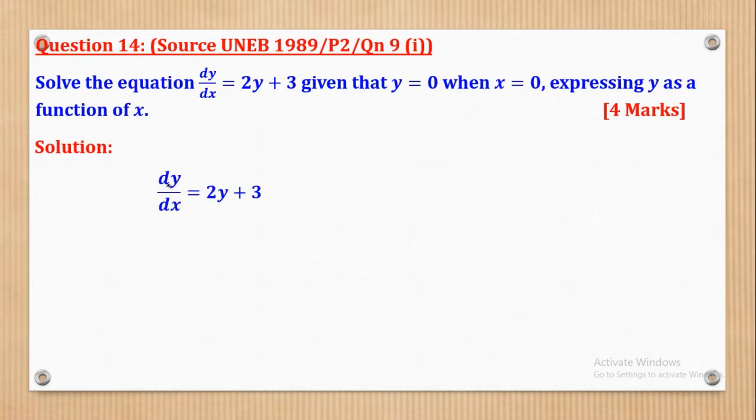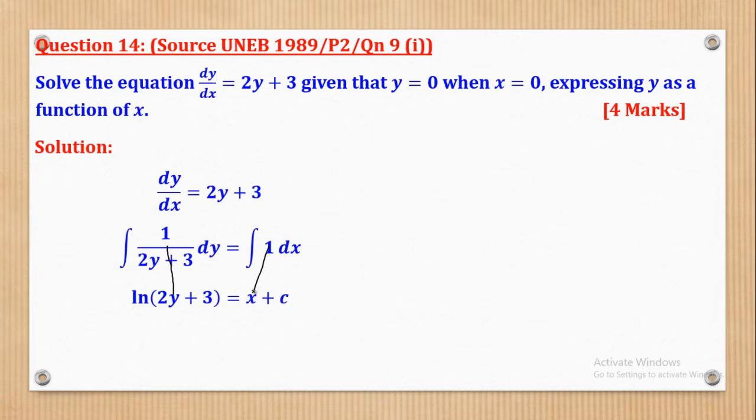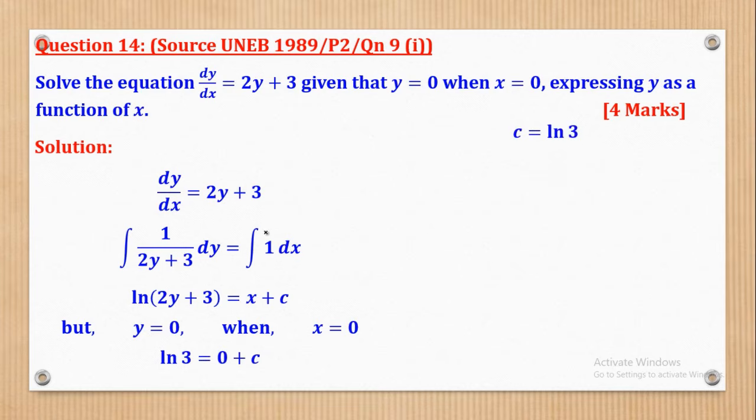So we are given dy dx as that, so the first thing to do is to separate variables and put integrals on both sides. All that we shall integrate, so this gives you this and this gives you that, plus the constant of integration. But we are given the initial conditions that y is equal to 0 when x is equal to 0. Therefore, we shall substitute in order to get the value of c. So when I substitute, I'll be able to come up with c as ln 3. Then when I substitute this c in this general solution, I'll be able to come up with a particular solution.